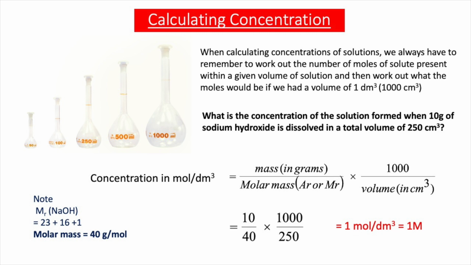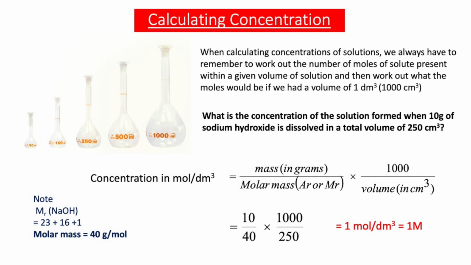However, it might not be that easy if you're given different volumes that are not so easy to work out. Therefore, the following equation helps us to overcome this, because concentration in moles per decimeter cubed is simply the mass in grams divided by the molar mass, the AR or MR value, times 1,000 divided by the volume in centimeters cubed.